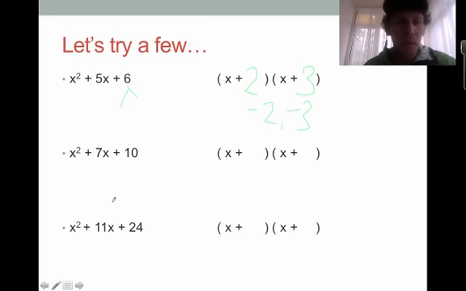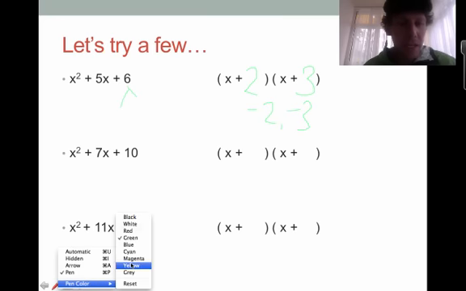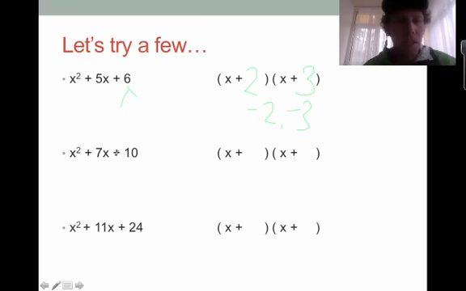Let's try it with this one now. We have x squared plus 7x plus 10. So you're probably thinking, what are the factors of 10? 1 and 10, but that adds to 11. Or 2 and 5, which adds to 7. So x plus 5, x plus 2, or x plus 2, x plus 5, and x equals -2, comma, -5. So there are two separate x-intercepts.